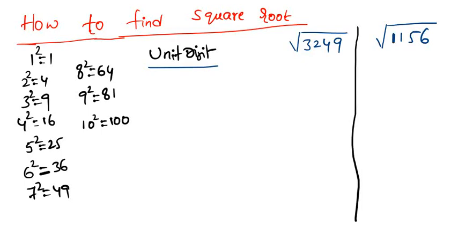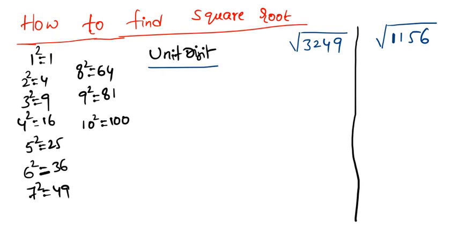Hello friends, in this session we'll discuss how to find square root. To find square roots we have to know some squares: 1 square equals 1, 2 square equals 4, 3 square equals 9, 4 square equals 16, 5 square equals 25, 6 square is 36, 7 square is 49, 8 square is 64, 9 square is 81, 10 square is 100.